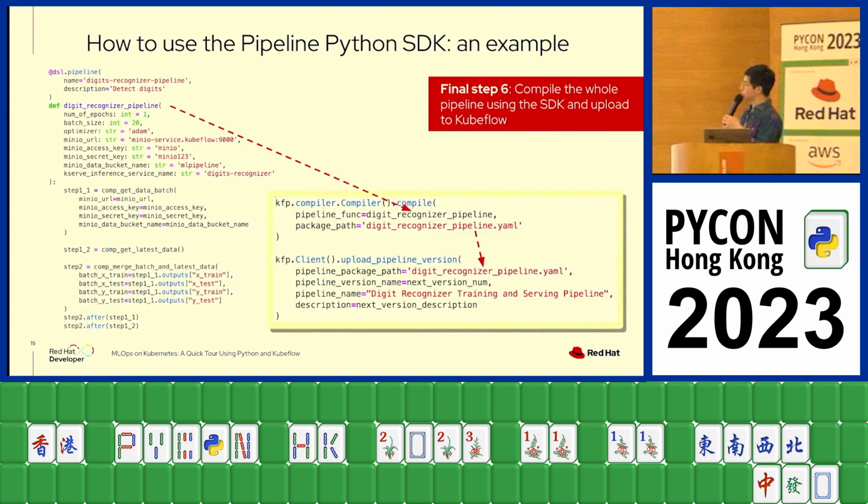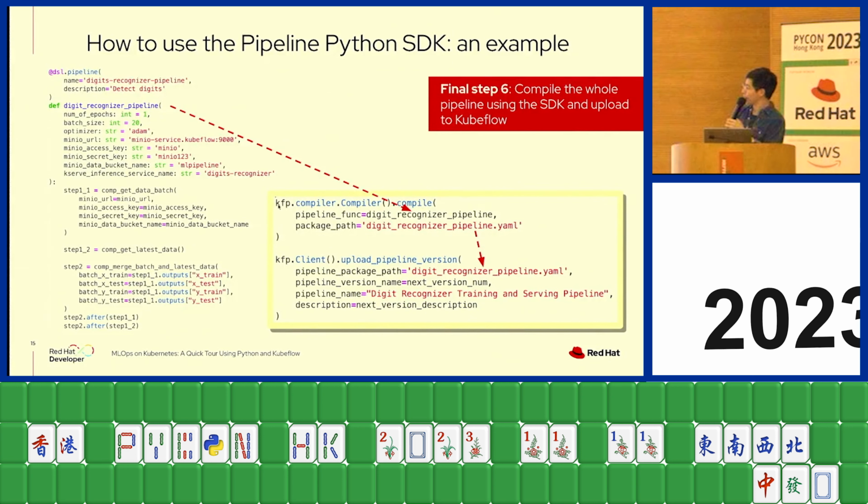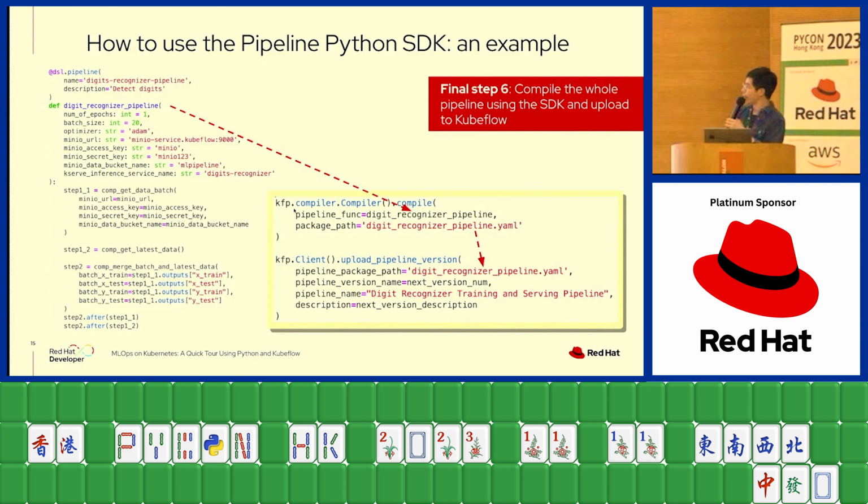The last one is to compile the pipeline. After you define this function, you basically go and execute this compile method. What it will generate is a YAML file. We don't need to care about the YAML file content. You just need to upload this file to Kubeflow, give it a version number, and then you can execute the pipeline in a consistent way.